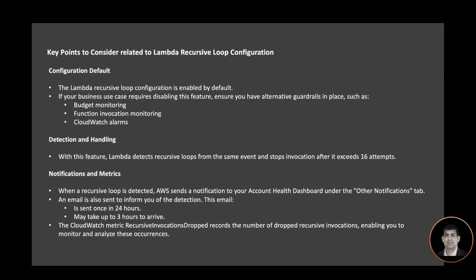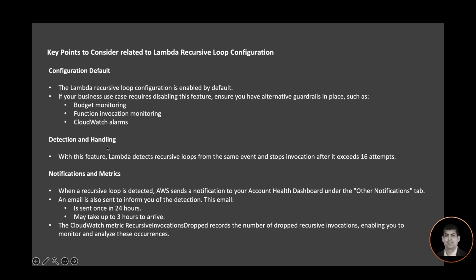Key points to consider when you are looking at Lambda recursive loop configuration. The first thing to know is that Lambda recursive loop configuration is enabled by default. So if your business use case requires disabling this feature, then make sure that you have alternative guardrails in place, such as monitoring the budget, monitoring the function invocations, and having some CloudWatch alarms, because you are intentionally creating the recursive loop.